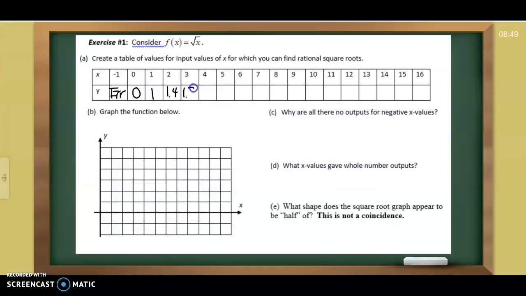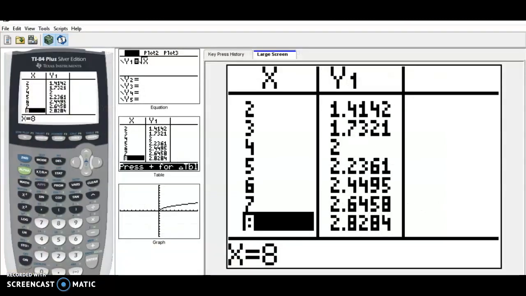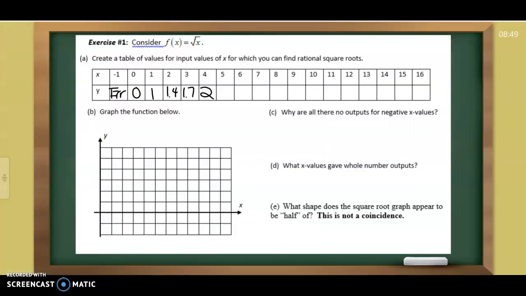1.7. Now the square root of 4 works out to be plain old 2 because 4 is a perfect square, so it gives us a whole number. Those will be the ones that we end up graphing. We're not going to have to worry about graphing these decimals. Then we go 2.2, 2.4, 2.6, 2.8.